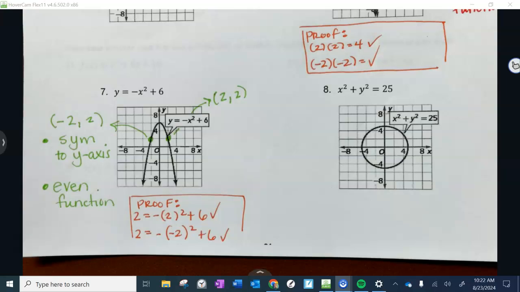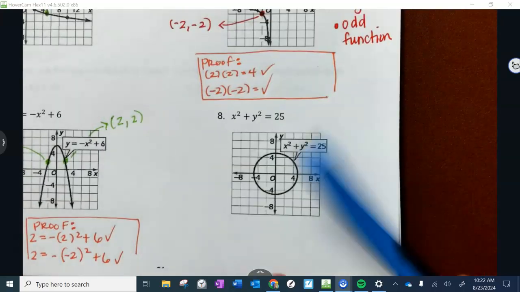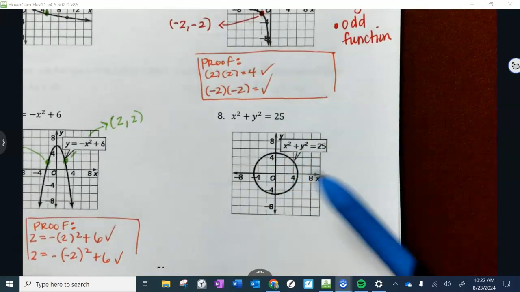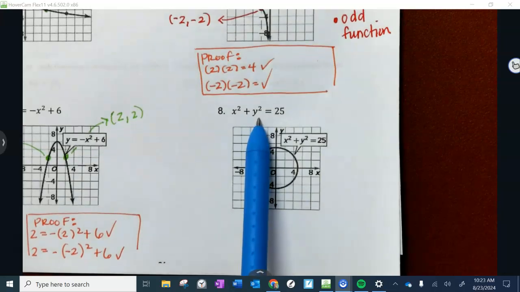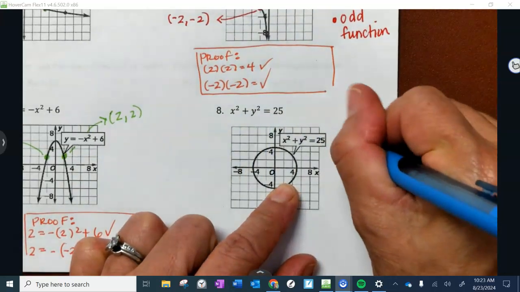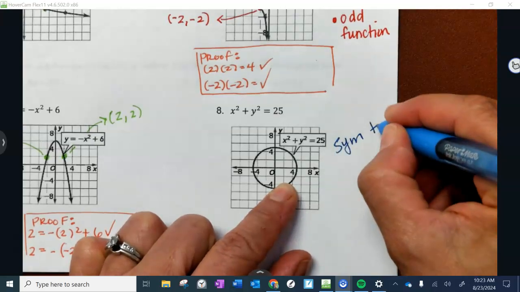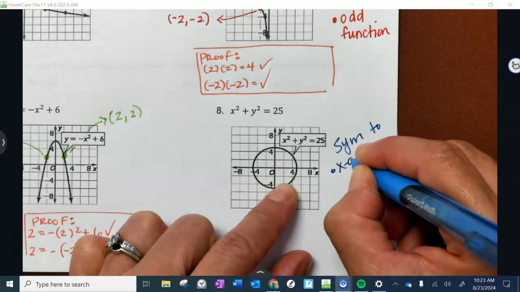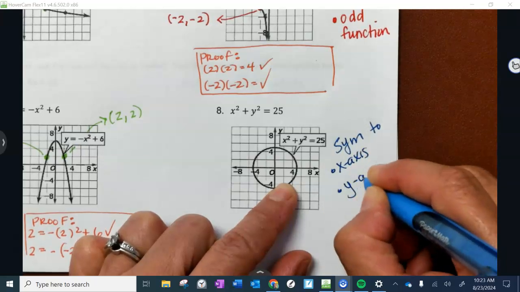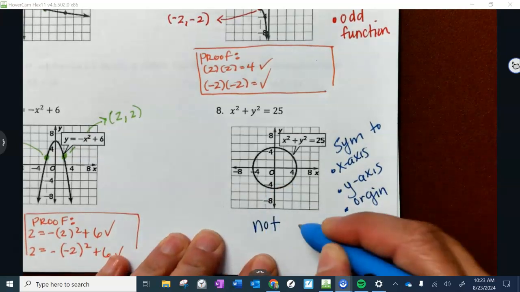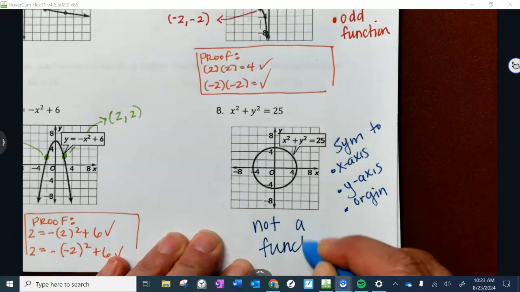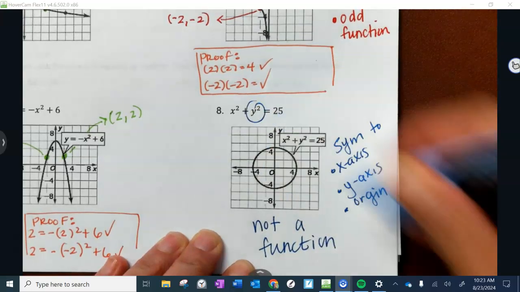Okay, the next one that we're going to talk about is not a function. So it's a circle. It's centered about the origin. Y'all, it is symmetrical to the x-axis, to the y-axis, and to the origin. But we really don't care that much because it's not a function. So this is symmetrical to all three. You do need to recognize it's symmetrical to x-axis, y-axis, and the origin. But it's not a function. Notice how the y value is squared.